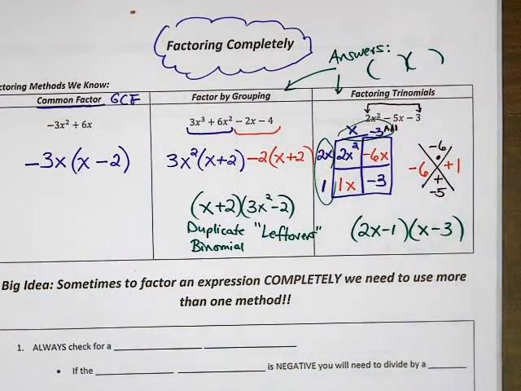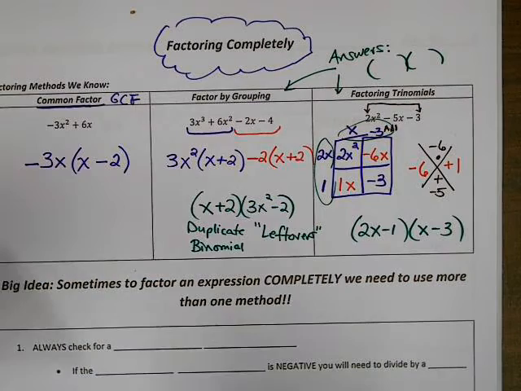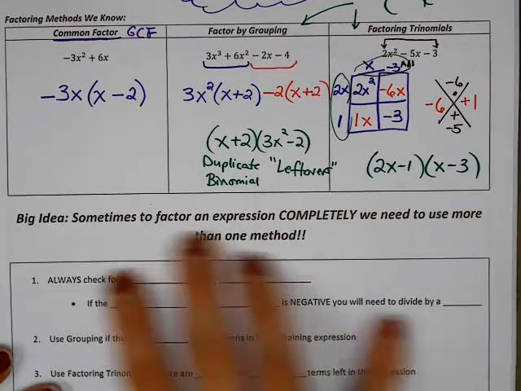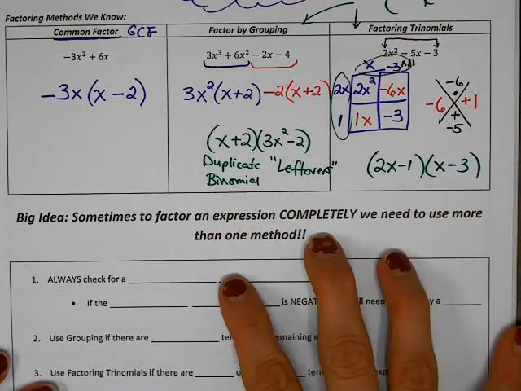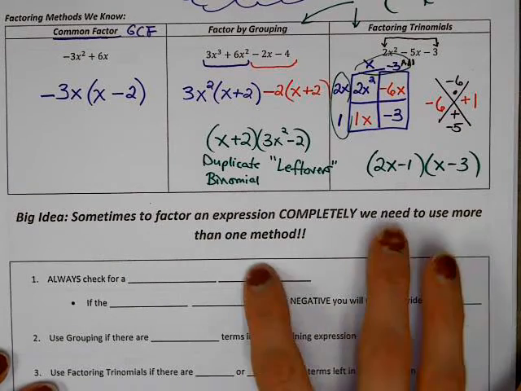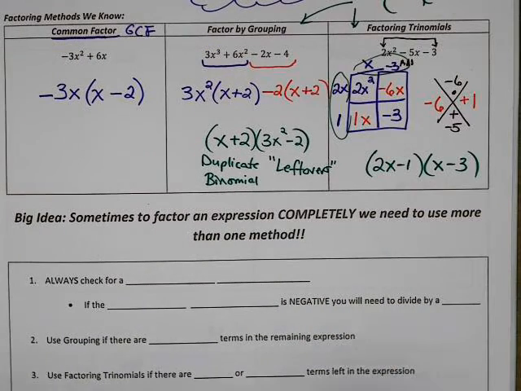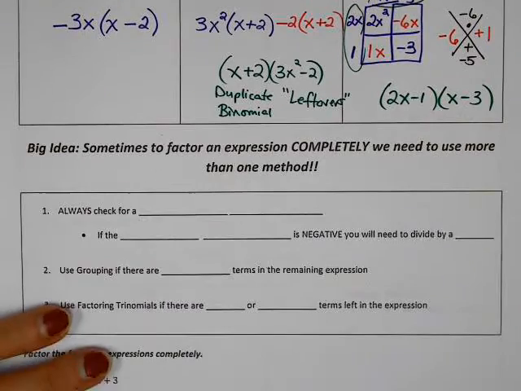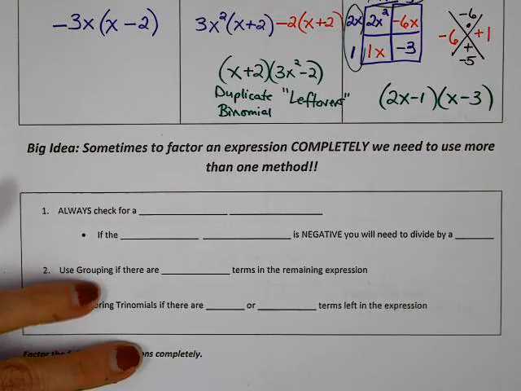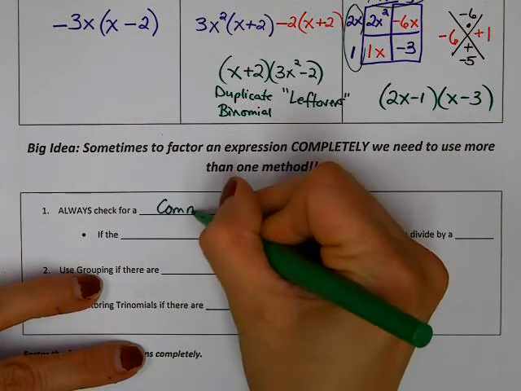Okay, so that's a recap of all the ways that we know how to factor. Okay, but sometimes we need to factor an expression completely. Okay, and so what happens is we use more than one method. Okay, so here's the steps. Number 1, always check for a common factor.